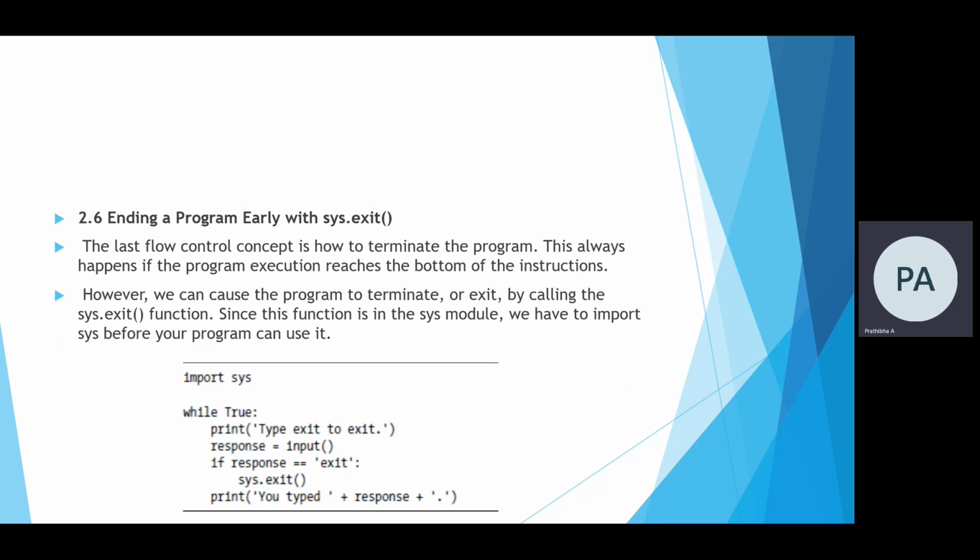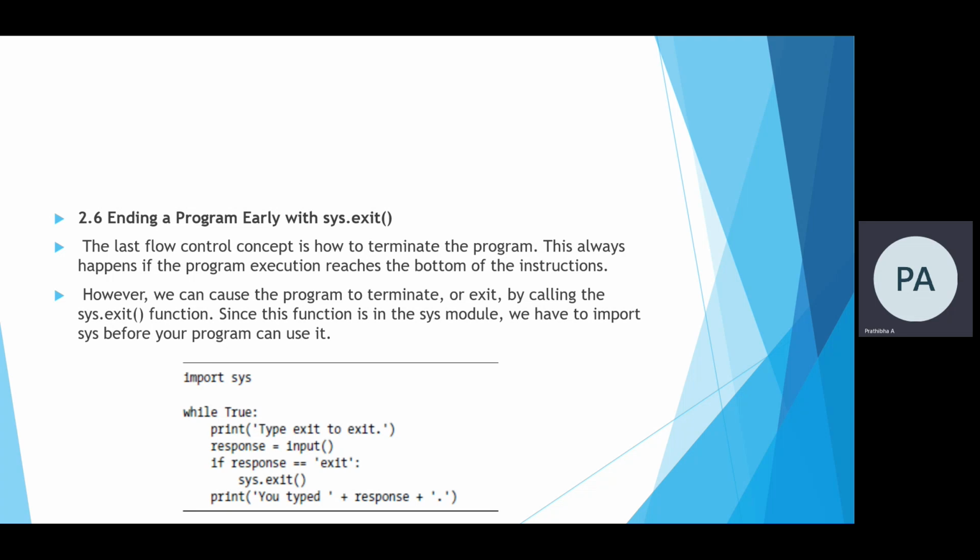Ending a program early with sys.exit. The last flow control concept is how to terminate the program. This always happens if the program execution reaches the bottom of the instructions. However, we can cause a program to terminate or exit by calling the sys.exit function. Here exit is a function which is included inside the module called sys. So whenever we call exit, we have to import the sys module, since this function is in the sys module.